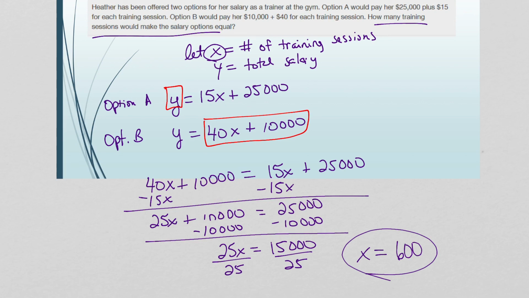If so, if she could do more than 600, I would take option B because she gets paid more for the training sessions. If she thinks that she can't do 600 a year, then option A would actually pay her more. So just something she needs to think about.